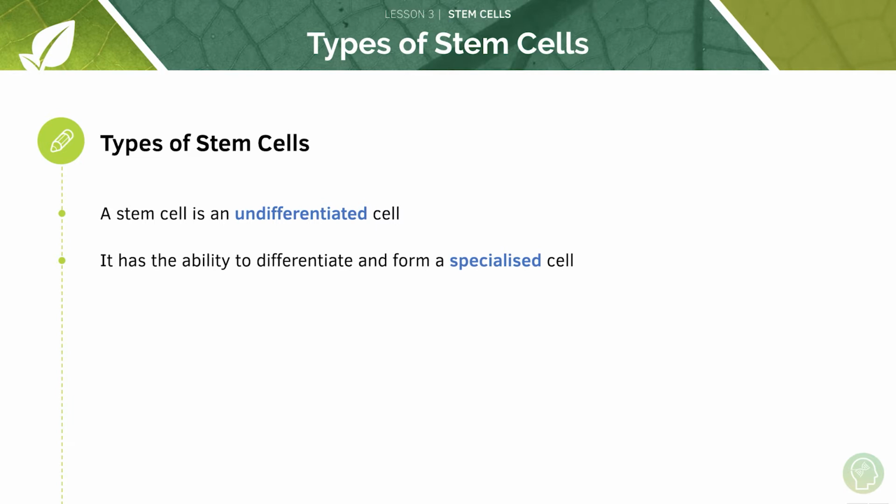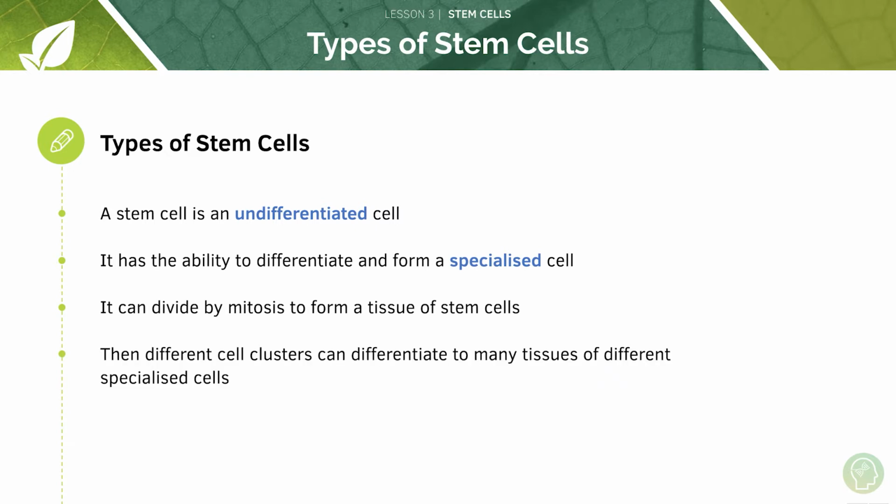So it can divide by mitosis to form a tissue of stem cells, and from there then different cell clusters in this tissue of stem cells can differentiate to many tissues of different specialised cells. So this is how the human body develops from a single embryonic stem cell, because remember we've got to produce so many different types of cells, whether that be lung cells that are specialised for gaseous exchange, or muscle cells that are specialised to contract. We've got to produce this from one single type of cell, and that's our stem cell.